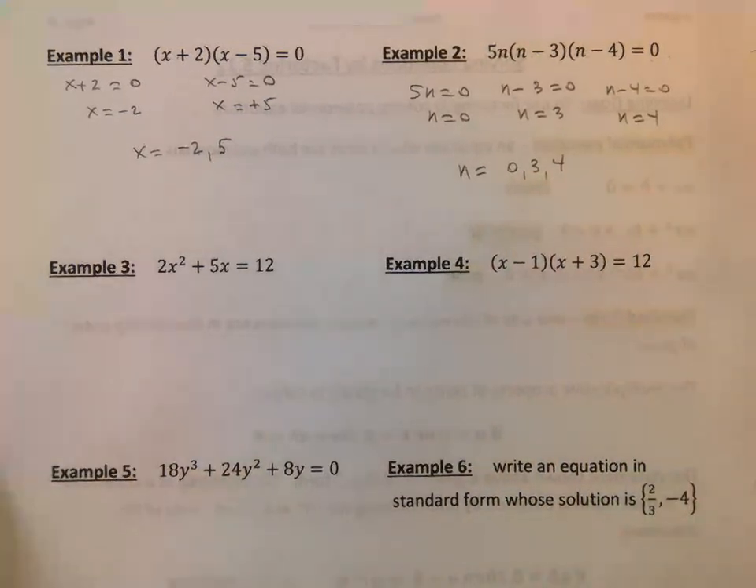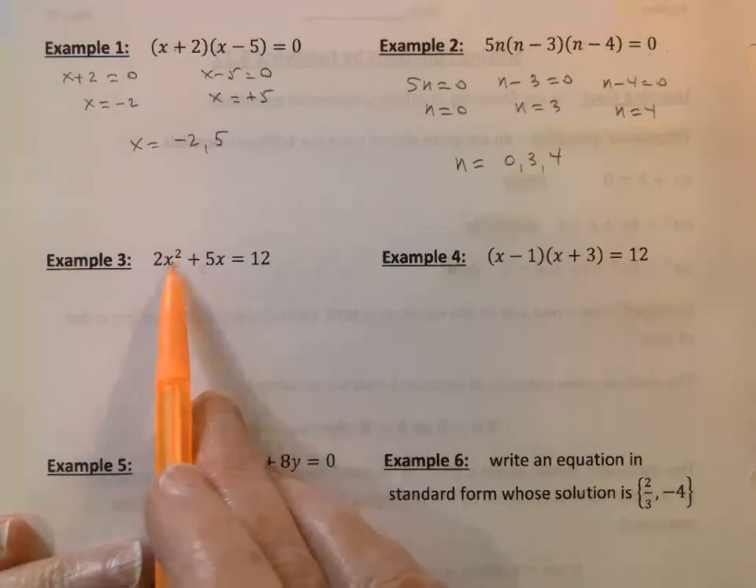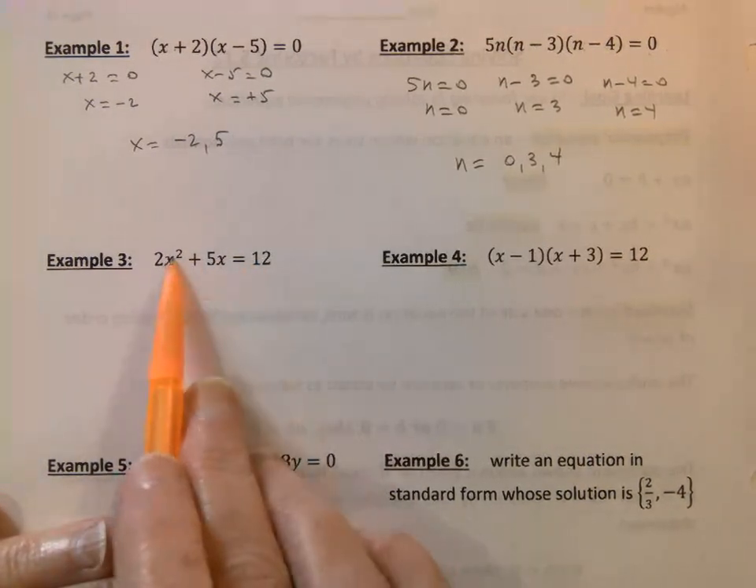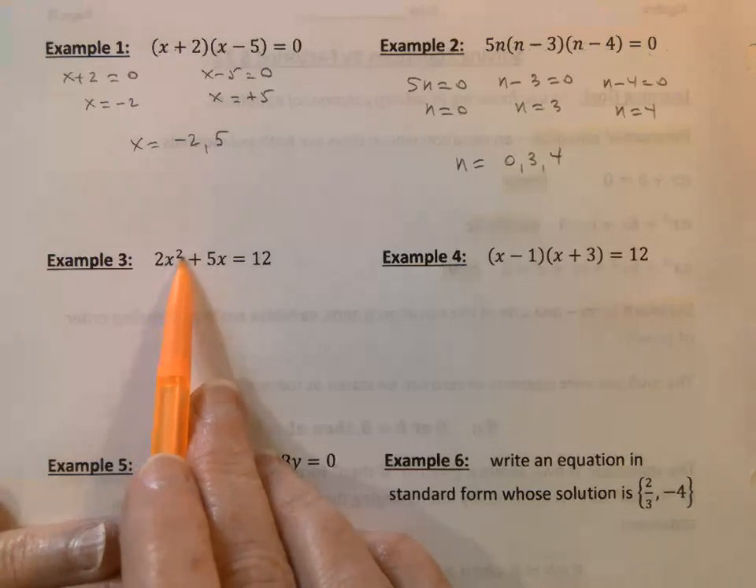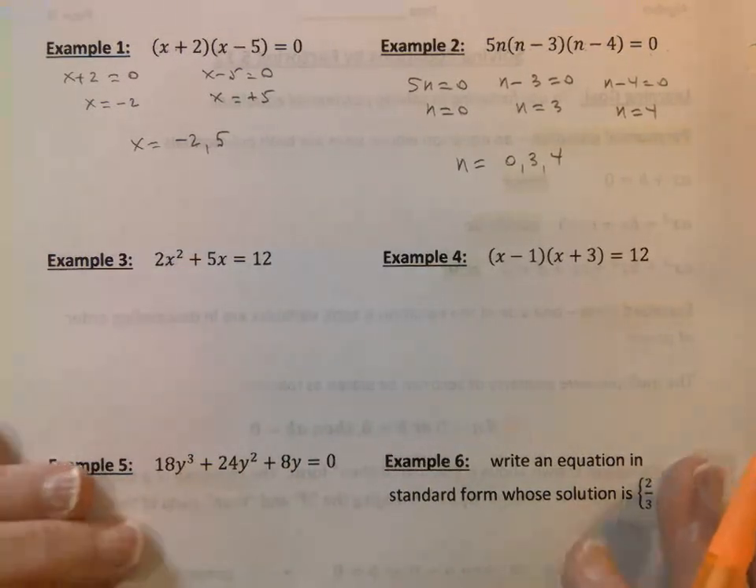So the highest exponent tells you how many possible solutions there's going to be. Sometimes you have two solutions that are the exact same number, okay? But it tells you how many to look for. So this tells me, since this is a quadratic equation, that there's going to be two solutions, okay? Those two solutions might be the same, but I need to look for them.